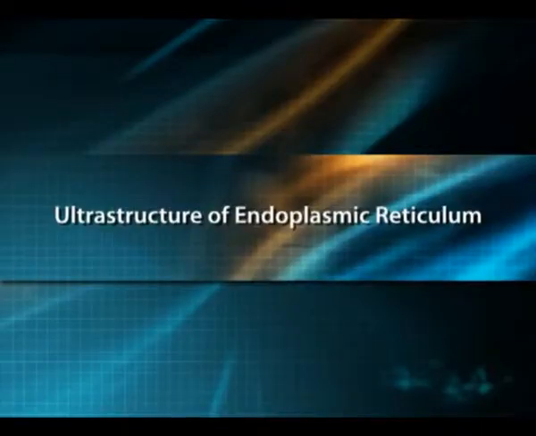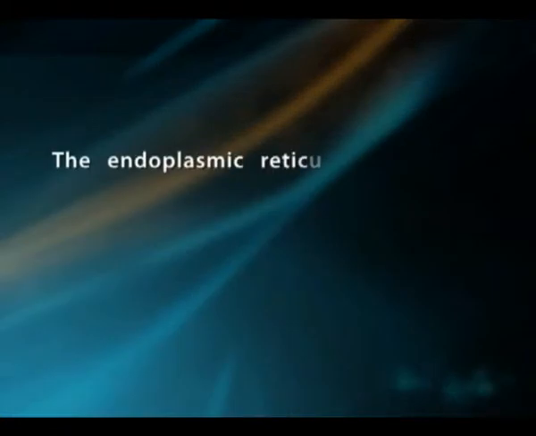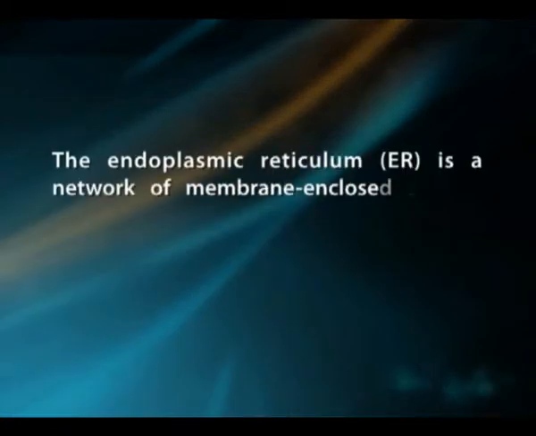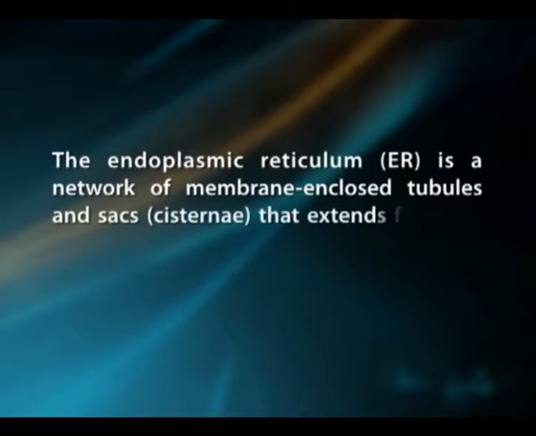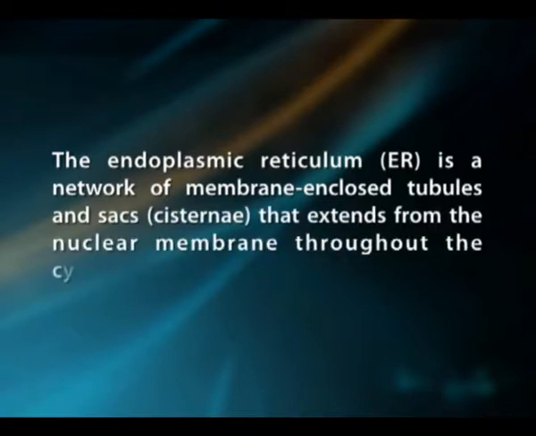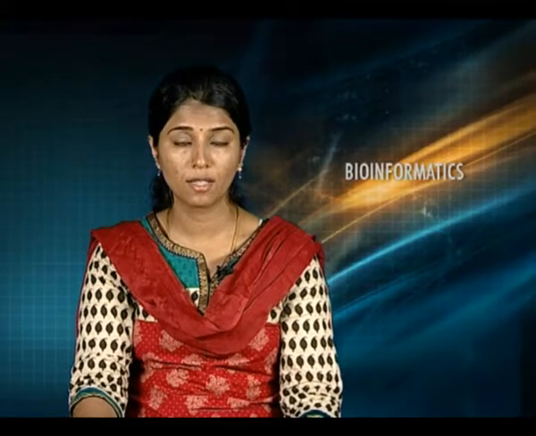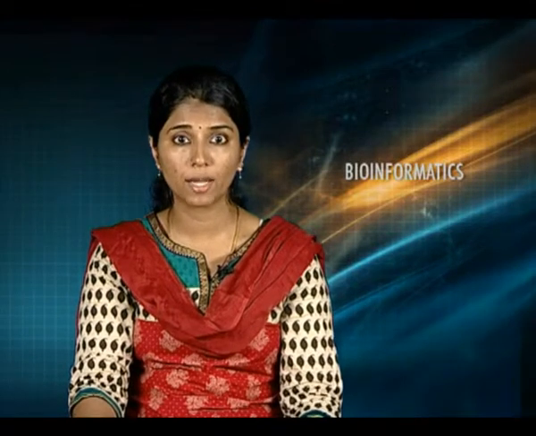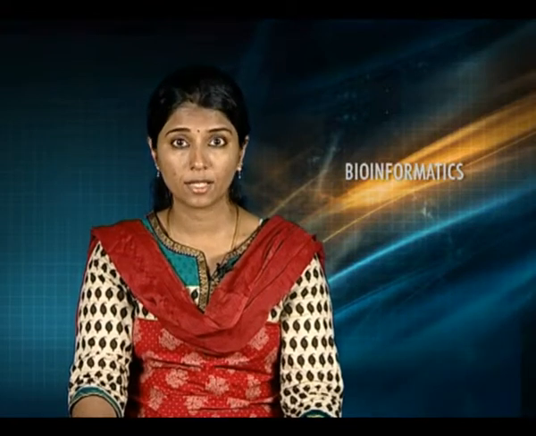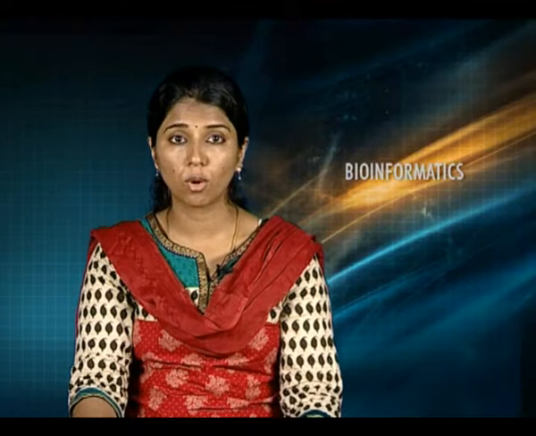Ultrastructure of endoplasmic reticulum. The endoplasmic reticulum is a network of membrane enclosed tubules and sacs that extend from the nuclear membrane throughout the cytoplasm. The entire endoplasmic reticulum is enclosed by a continuous membrane and is the largest organelle of most eukaryotic cells. Its membrane may account for about half of all cell membranes, and the space enclosed by the endoplasmic reticulum, also called the lumen or cisternal space, may represent about 10% of the total cell volume.